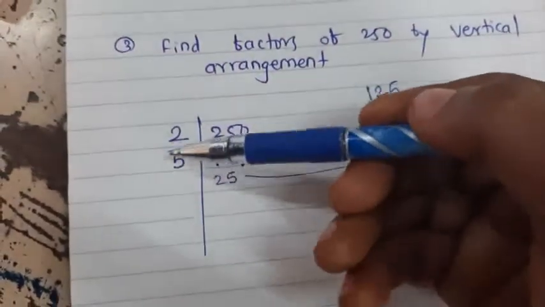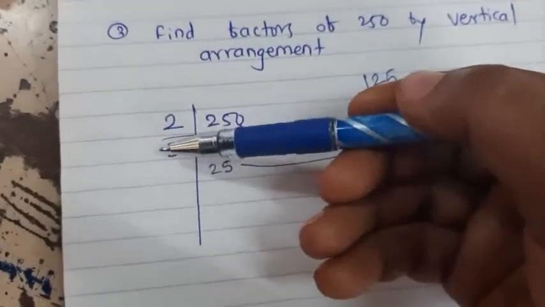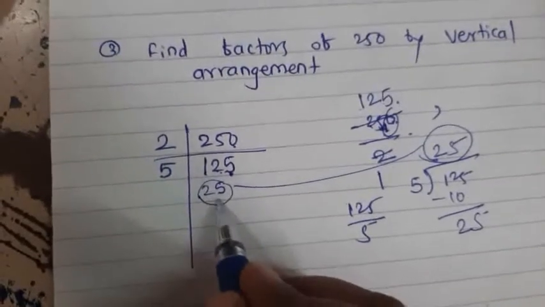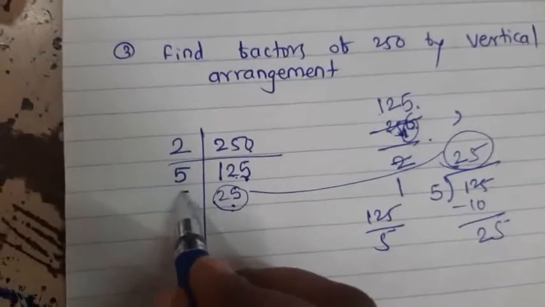Now don't think about this upside, only concentrate on 25. Now 25 is divisible by 5, so write here 5.